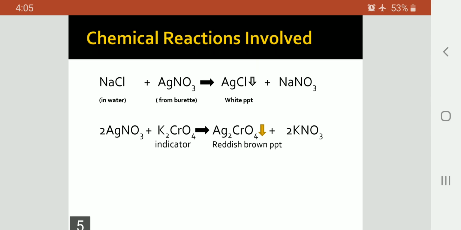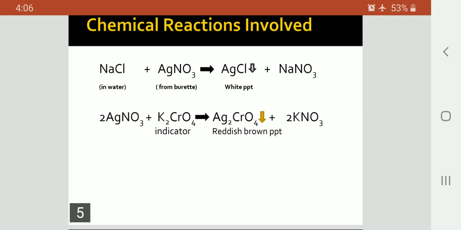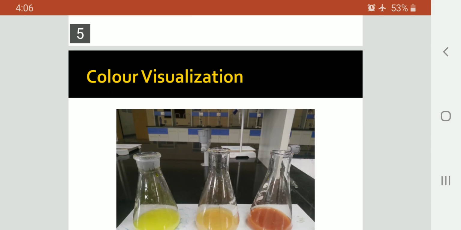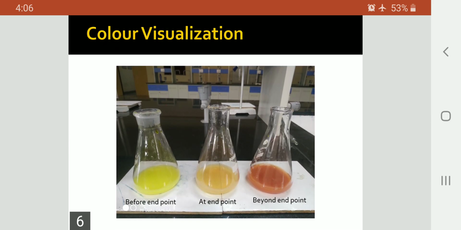So the two reactions which are involved: at the first moment you have seen the formation of the silver chloride, and at the end point the reddish brown precipitate of silver chromate has formed. The end point is marked by the formation of this reddish brown precipitate of silver chromate. You can see the color before the end point, when you have added silver nitrate to the NaCl solution or to the water sample, you are going to observe this yellowish color.